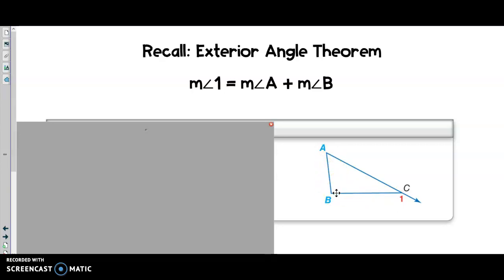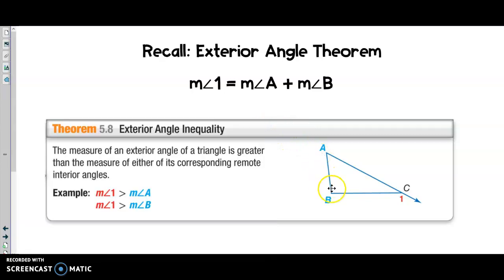So we can expound on that a little bit, and take it a step further and say that individually, angle 1 has to be larger than angle A by itself, and angle 1 has to be larger than angle B by itself. So this is called the exterior angle inequality.